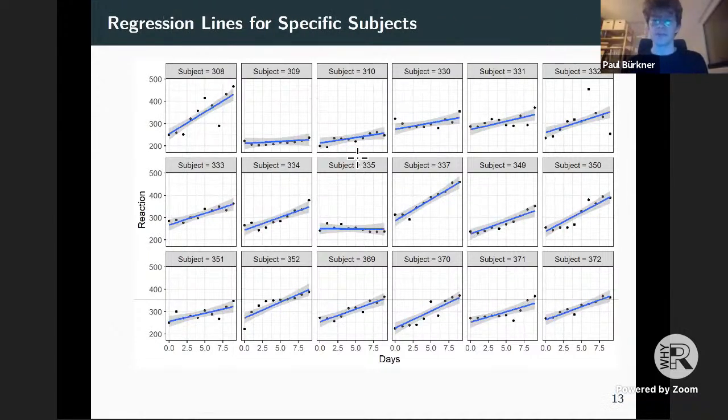So we can run Bayesian regression models, multi-level regression models, for example, and we can get individual lines of fit, regression lines, for each individual subject. And we clearly see there's lots of variation in those regression lines between subjects.